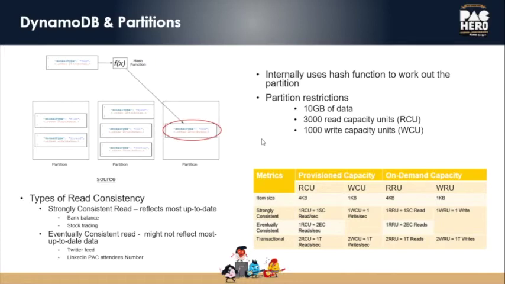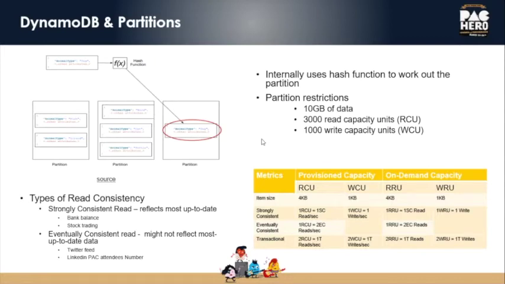Also, another thing that you need to be wary of is when you talk about provision capacity for DynamoDB and on demand, what do those units, like read capacity unit or write capacity unit, mean? For provision capacity, one read capacity unit equals one strongly consistent read per second. If you're doing eventually consistent reads and you have provision capacity, you can get 2 eventually consistent reads per second.